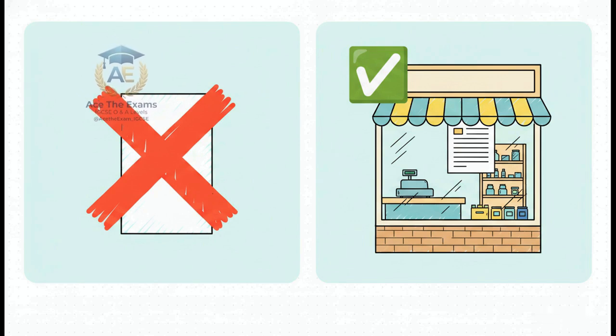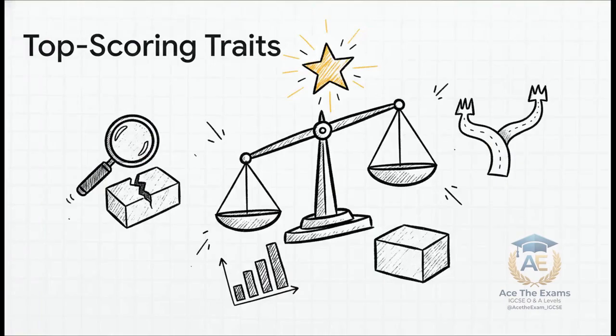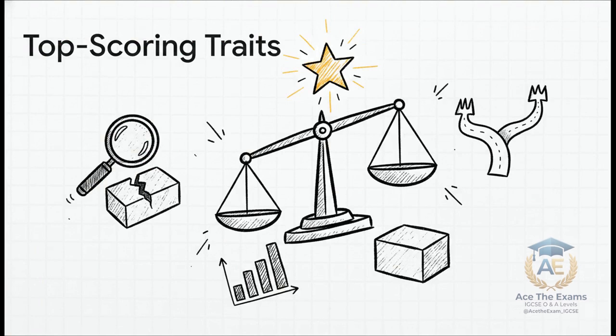Do you see the difference there? The second answer seamlessly weaves the scenario into the accounting principle. That is the paragraph balance formula in action. Section 5. Mastering Evaluative Thinking. Thinking like a principal examiner. Let's see how this all builds into mastering critical analysis and evidence-based reasoning. This is where you separate yourself from the pack and guarantee that A-star trajectory.